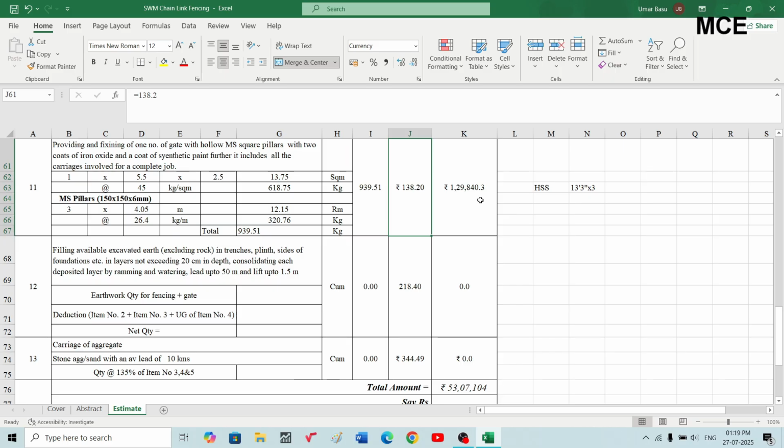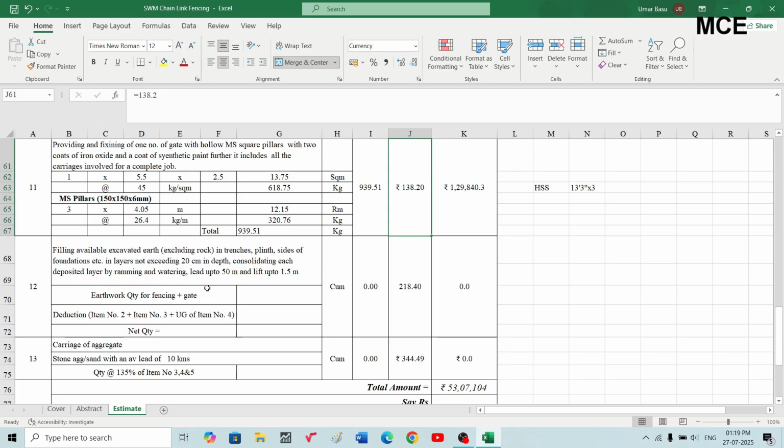which is equal to 1,29,840 rupees. After that, you require another item, which is filling available excavated earth in trenches, plinth sides of foundation in layers not exceeding 20 centimeter in depth, and you also have to consolidate it layer by layer by ramming and watering. So after the excavation, when you pour the concrete steps, there will be some gaps left, and you have to fill these gaps using the excavated earth.